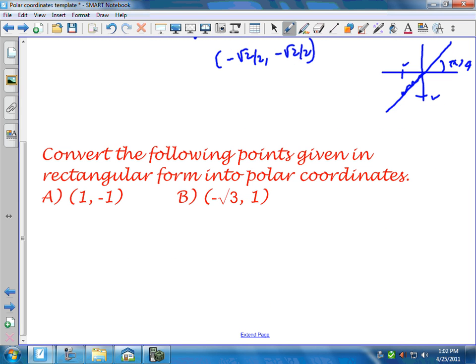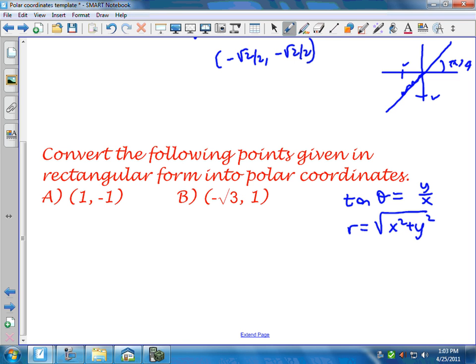So to go from rectangular to polar, you're going to use the other two equations that we had on the first page. What were those equations? R equals the square root of x squared plus y squared. In other words, r squared equals x squared plus y squared. And then tangent theta equals y over x. The only thing to be careful is you need to choose theta in the same quadrant as the point. That's the only thing to be careful about.